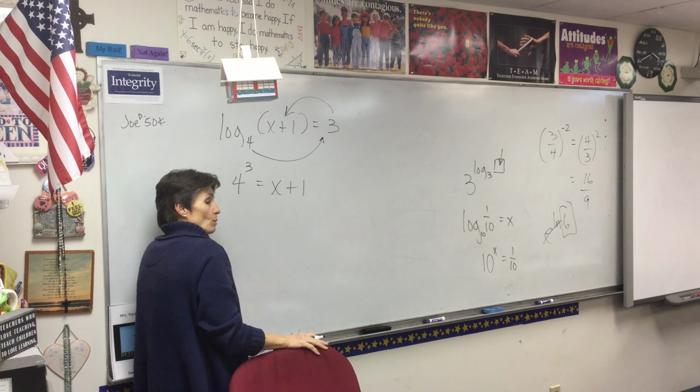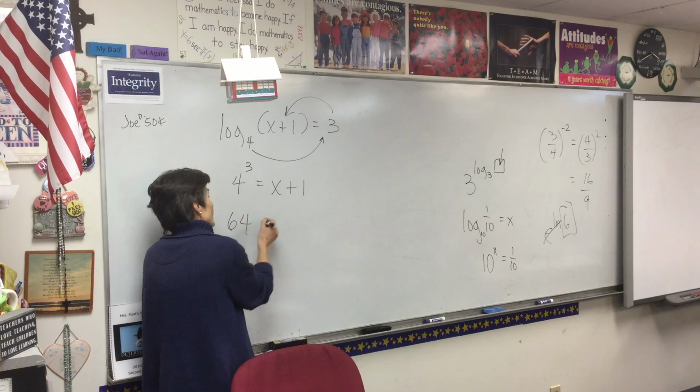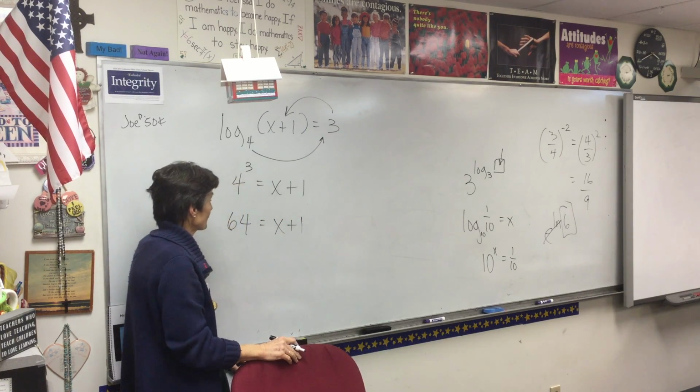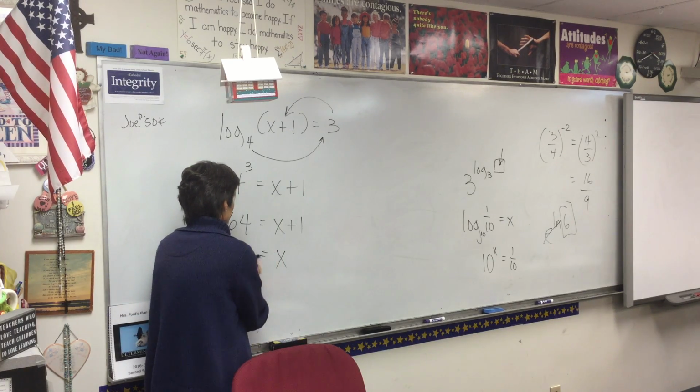No calculator, what's 4 to the third? 64. If you don't know it, figure it out over to the side, 4 times 4 times 4. So x equals 63? Yep.